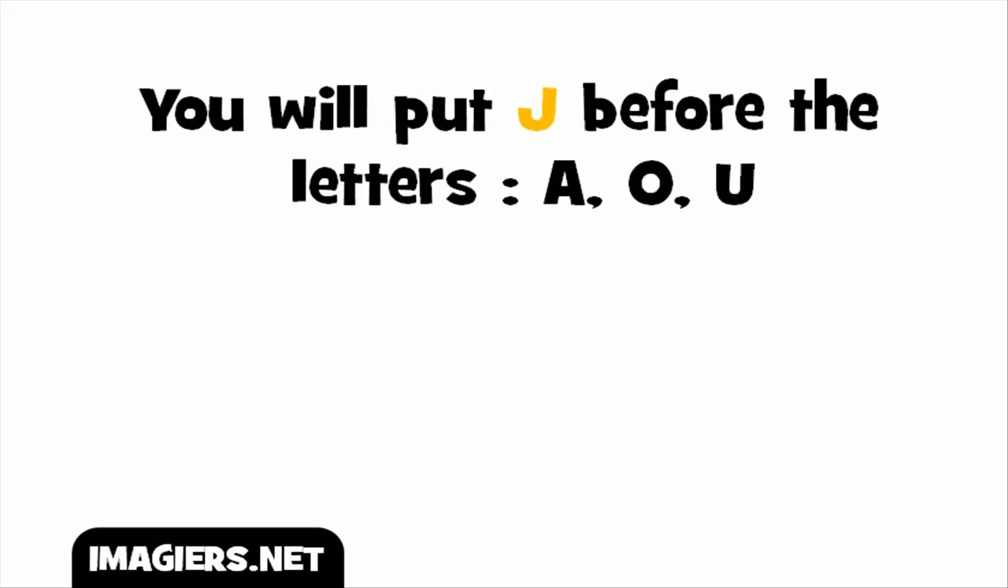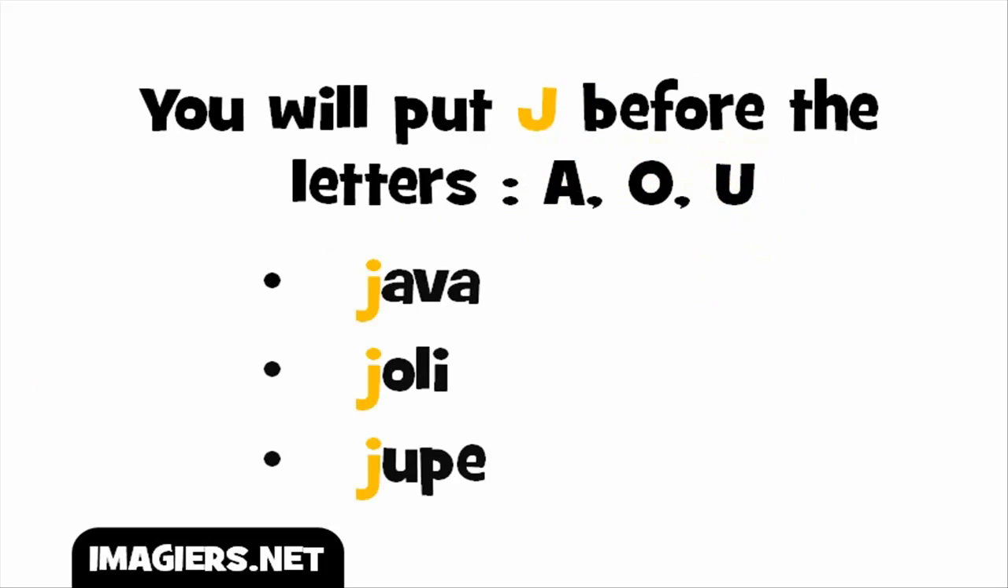And here is the first one. You will put the letter J before the letters A, O, U. Okay, so J before A, O, U. Okay, so let's see a few examples now. I've been choosing only words that start with a J, but well, it doesn't affect anything. It could be in the middle of the word as long as it's before these vowels A, O, and U.